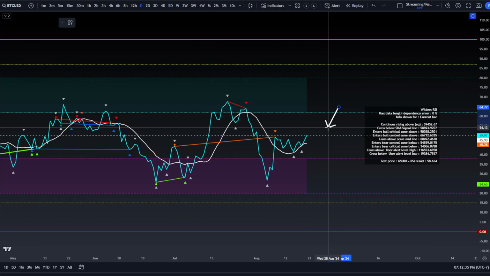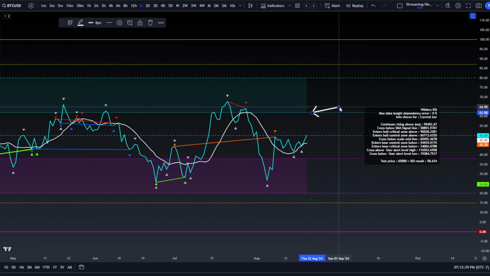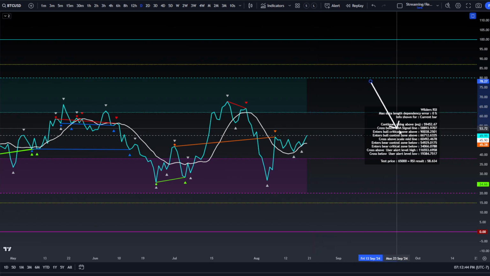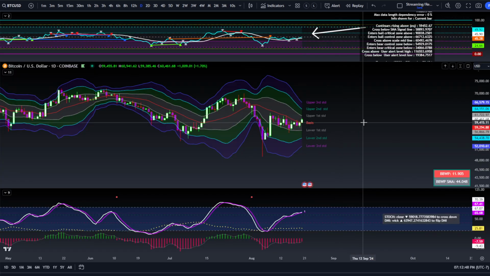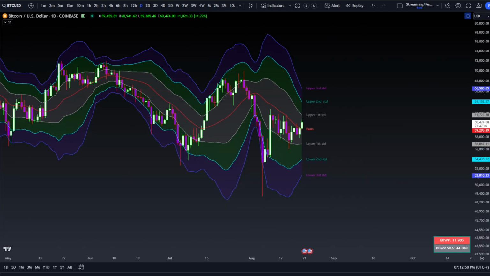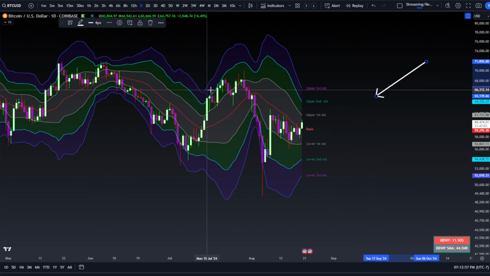But let's look at the next biggest level of interest, and that is the edge of the bullish control zone, I should say. And this is at 66,712. And go figure, it's almost 66.7. Well, that would be the upper third standard deviation. So, I do think that it might take its time.